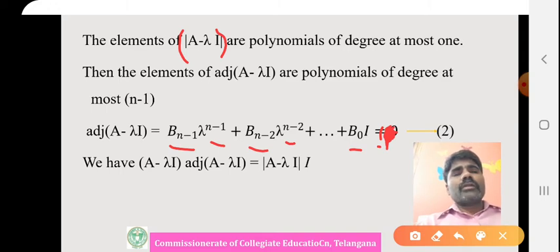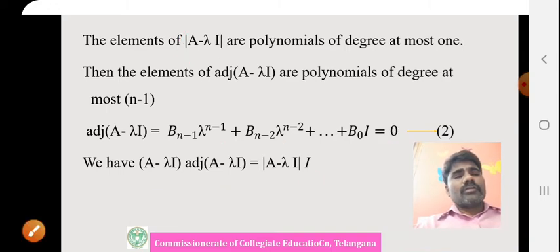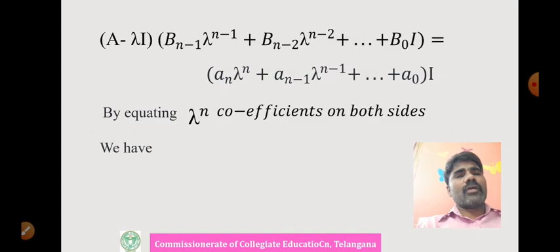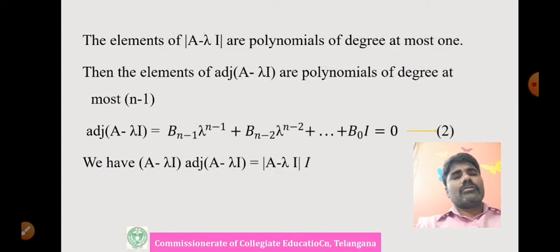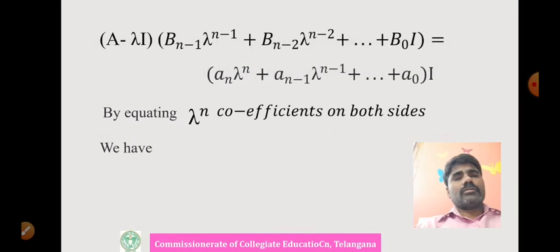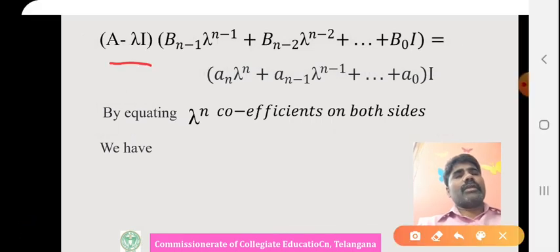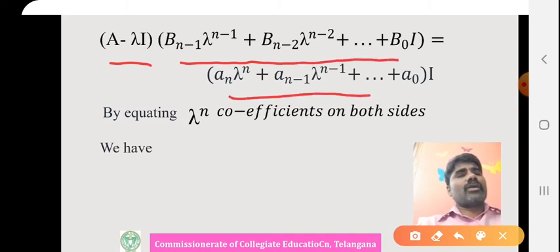Now we have A into adjoint of A is equal to determinant of A into I. Here A is A minus lambda I. So A minus lambda I into adjoint of A minus lambda I equals determinant of A minus lambda I into I. Now let us substitute: this is A minus lambda I, this is adjoint of A minus lambda I from equation 2, and this is determinant of A minus lambda I from equation 1.